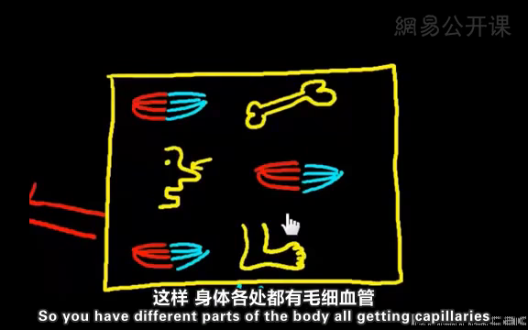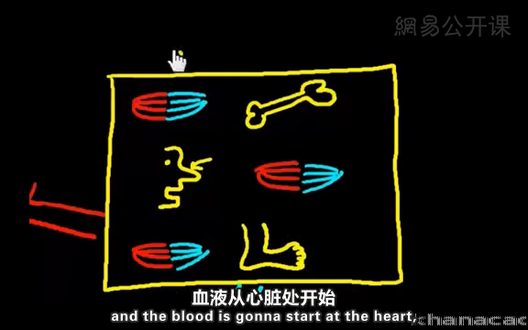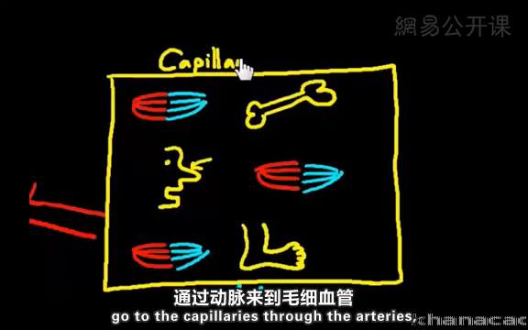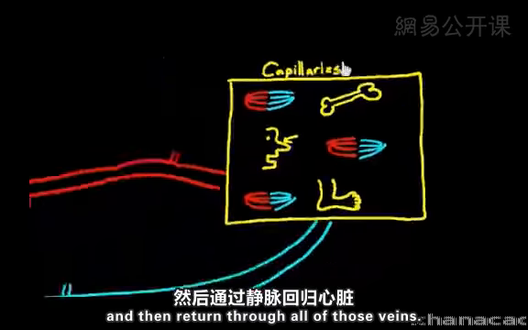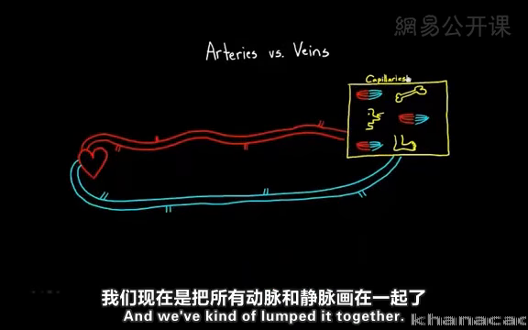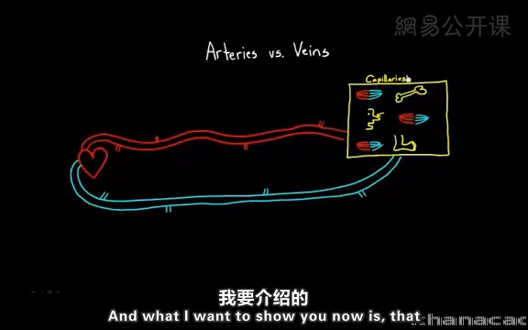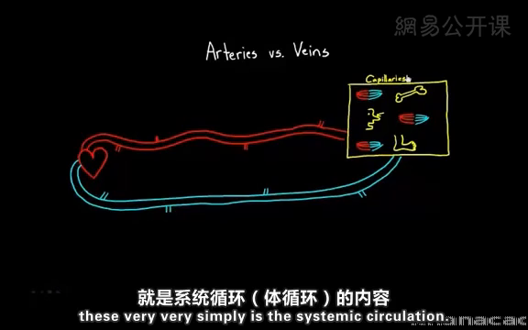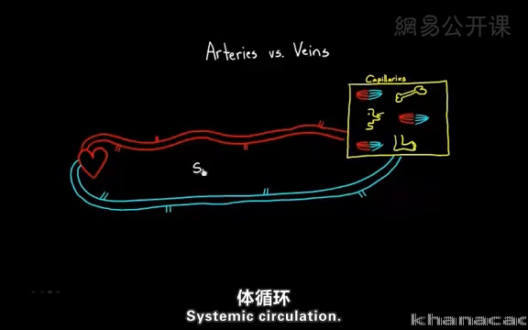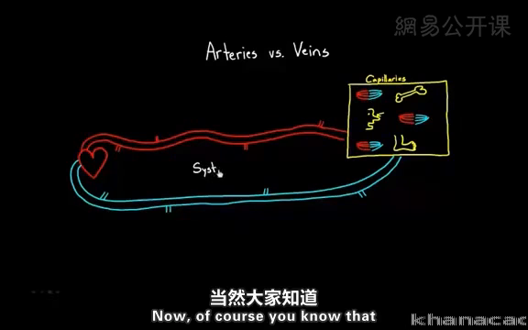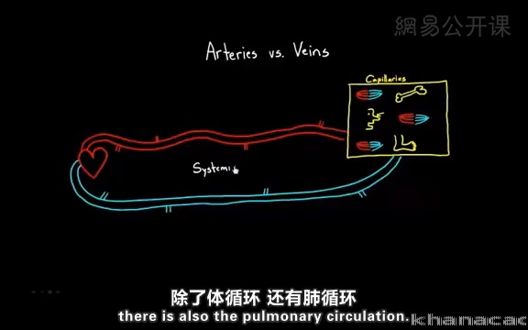So you have different parts of the body all getting capillaries, and the blood is going to start at the heart, go through the arteries to the capillaries, and then return through all of those veins. And we've lumped it together. And what I want to show you now is that this, very simply, is the systemic circulation. Now, of course, you know that there's also the pulmonary circulation.